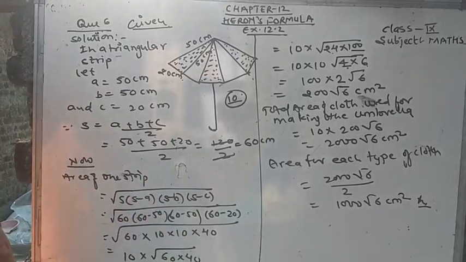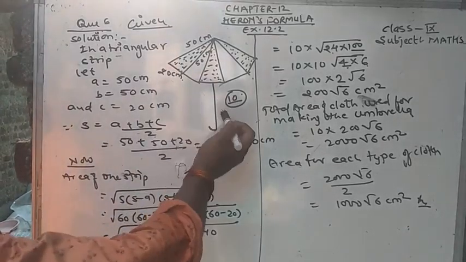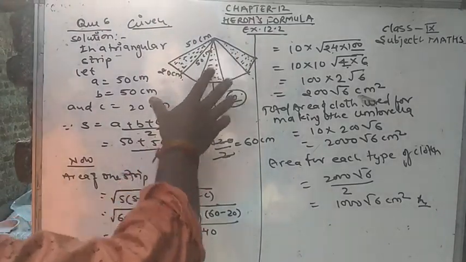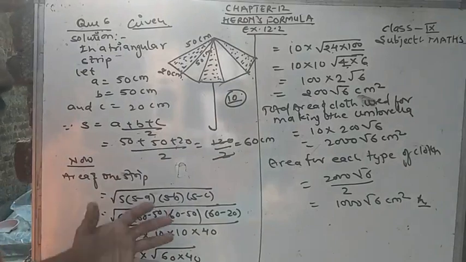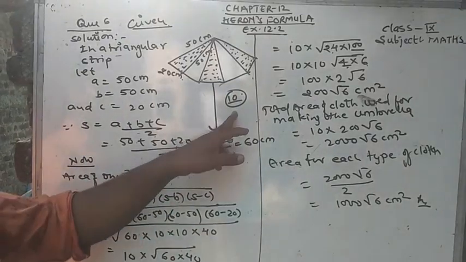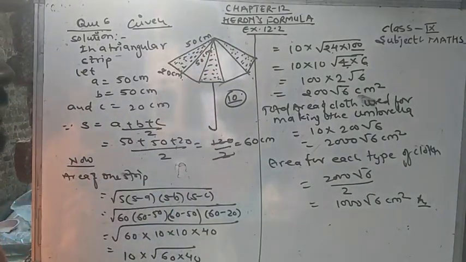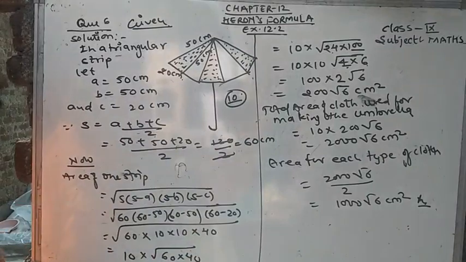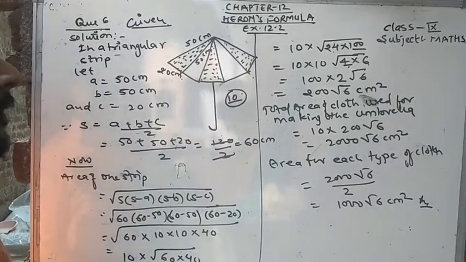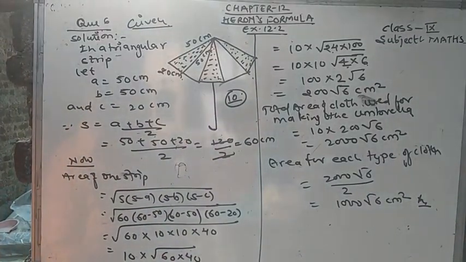It is given in the question that an umbrella consists of triangular strips, and these triangular strips are of different colors. There are a total of 10 strips in this umbrella, 5 of one color and 5 of another color. So we have to calculate the total area of the cloth of one color and the total area of the cloth of the other color.